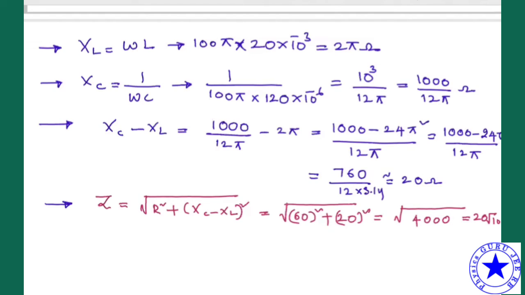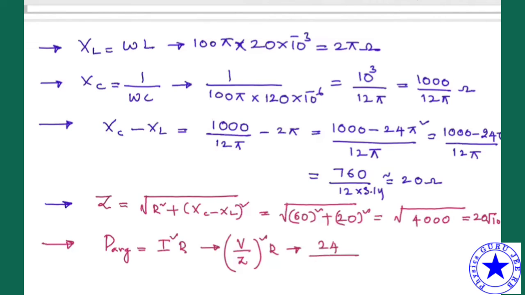Now, the average power dissipated in the circuit. What is the average power dissipated? Average power is equal to I square into R. I square can be written as V divided by Z whole square into R. What is V? V is 24 divided by 20 root 10, whole square.